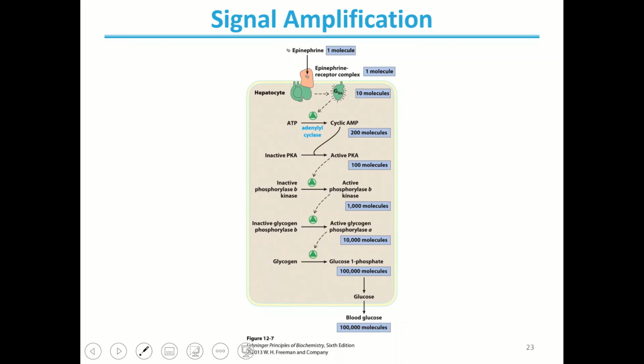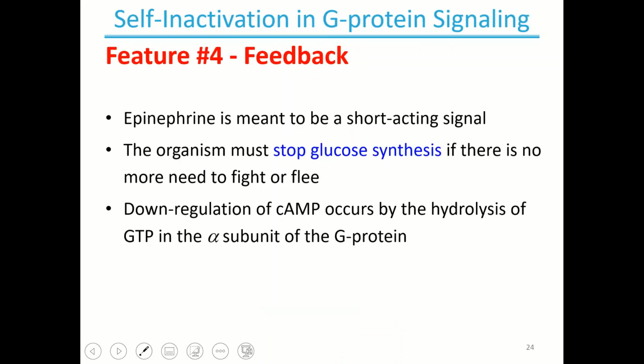Okay, so that would be the example of signal amplification in the beta-adrenergic pathway. Okay, another feature that we see is feedback. Epinephrine's meant to be a short-acting signal, so the cell needs to stop the, and I don't like this word here, synthesis. I think it should be glucose liberation or glucose release, because it's not technically synthesizing it.